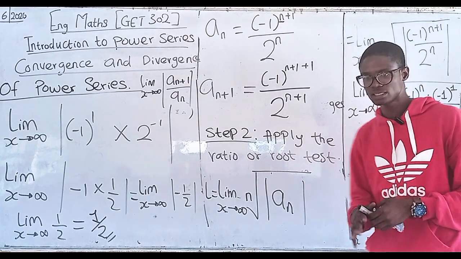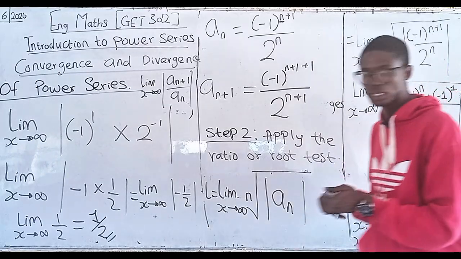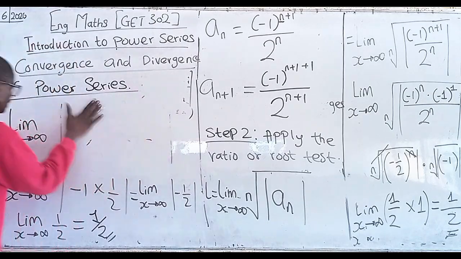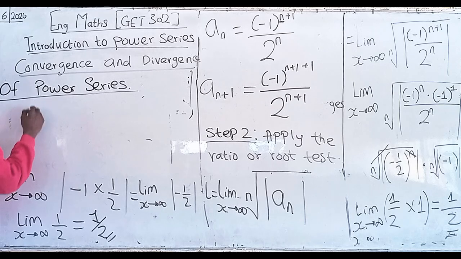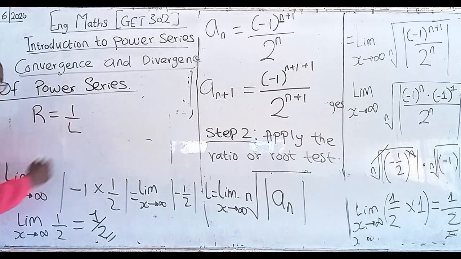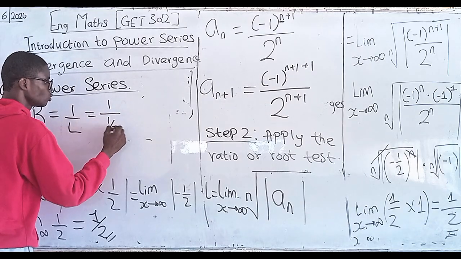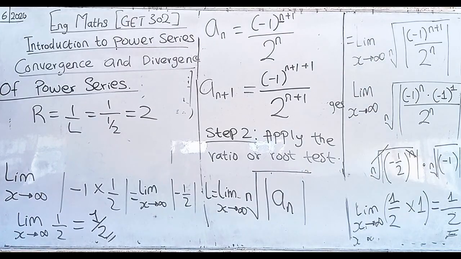So in both cases, please let us take notes. We have the radius of convergence. We have agreed that the radius of convergence is R equal to 1 over L, which will give you 1 all over 1 over 2, which will give you 2. That is the answer we want to get for the radius of convergence.